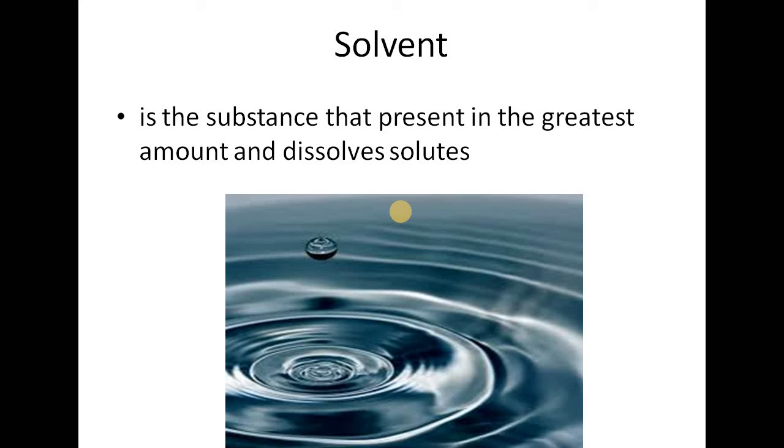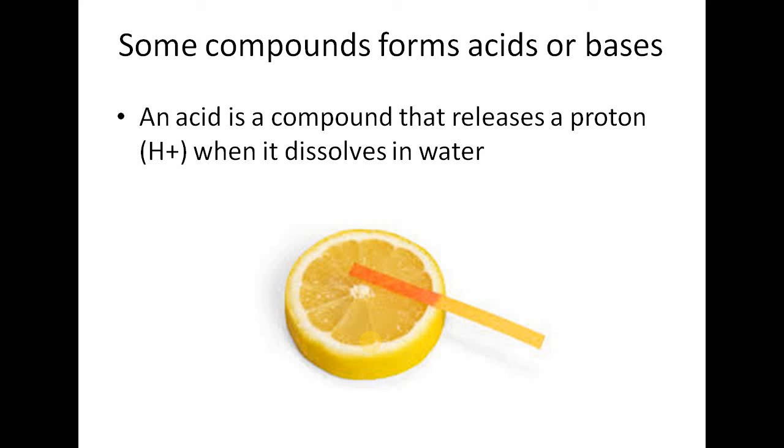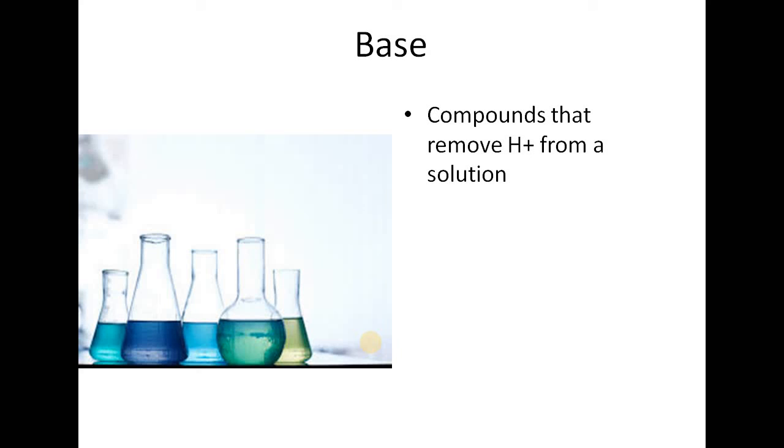Now the solvent is the substance found in the greatest amount in the solution. Mostly it's water. And the solute is the substance that dissolves in the solvent, like sugar or salt. They can dissolve in water. Now some compounds form acids or bases. Acids release protons, which is H plus, when they dissolve in water. Bases remove the H plus from the solution.